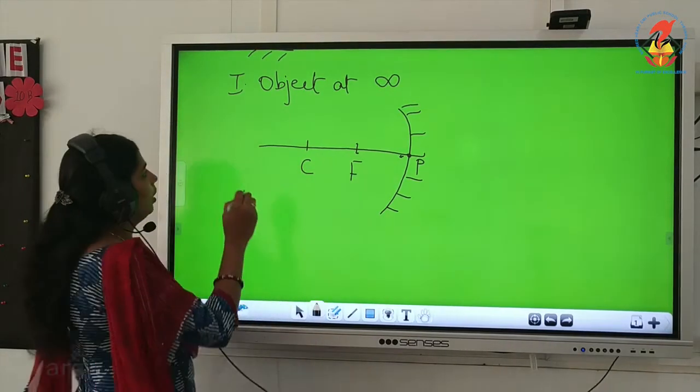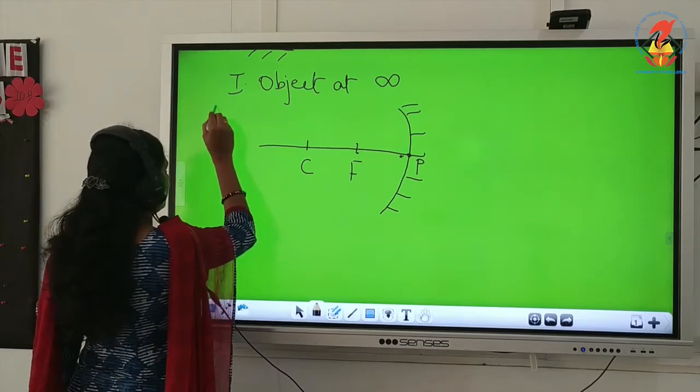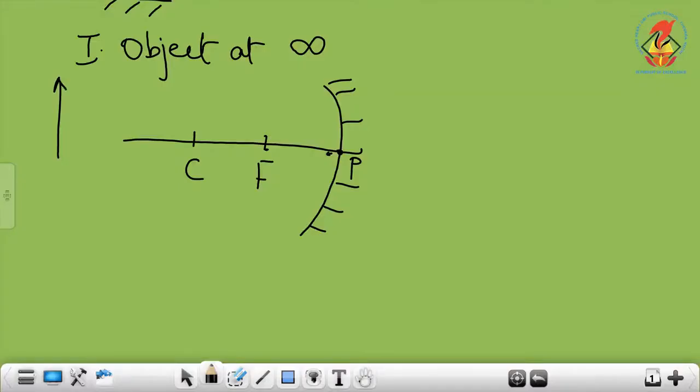Now, the object is at infinity, so we will draw the object like this. Name the object AB. It is at infinity. Arrowhead A and this base B, AB.